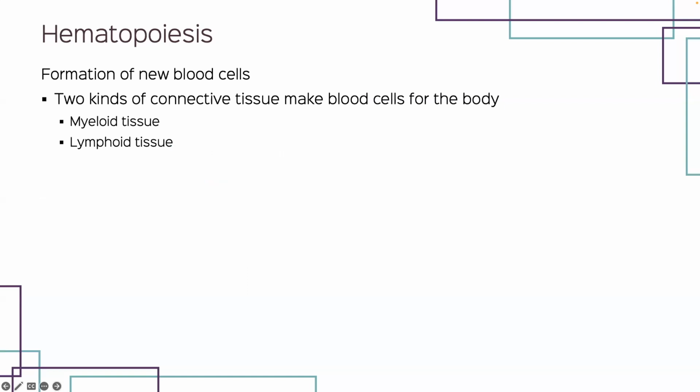As we mentioned a few minutes ago, hematopoiesis is the formation of new blood cells. You have 2 different kinds of connective tissue: your myeloid tissue and your lymphoid tissue. And these will make blood cells for the body. The myeloid tissue is better known as red bone marrow. And then in the adult, it's found chiefly within the sternum, the ribs, and the hip bones. A few other bones, such as your vertebrae, clavicles, and your cranial bones, will also contain small amounts of that important tissue.